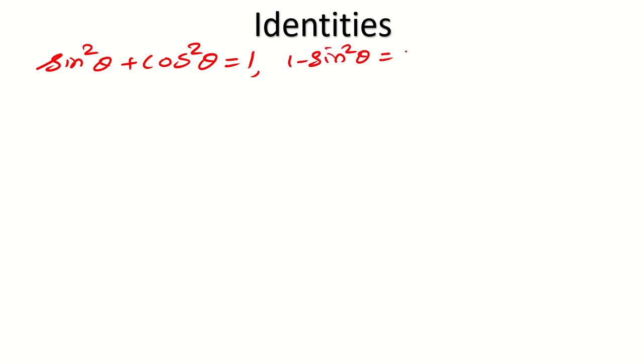Just to begin with, the first identity I am going to take is sine square theta plus cos square theta is equal to 1. In terms of sides, you can prove it very easily. If you want to verify whether this identity is correct or not, you just write it in terms of sides and then verify it. From this identity you can have two more: 1 minus sine square theta is equal to cos square theta, and 1 minus cos square theta is equal to sine square theta.